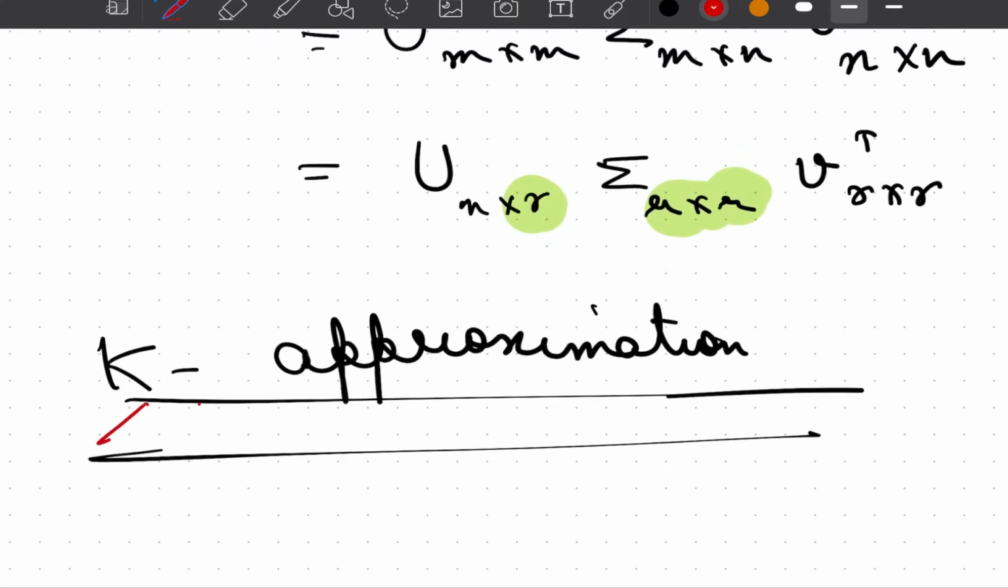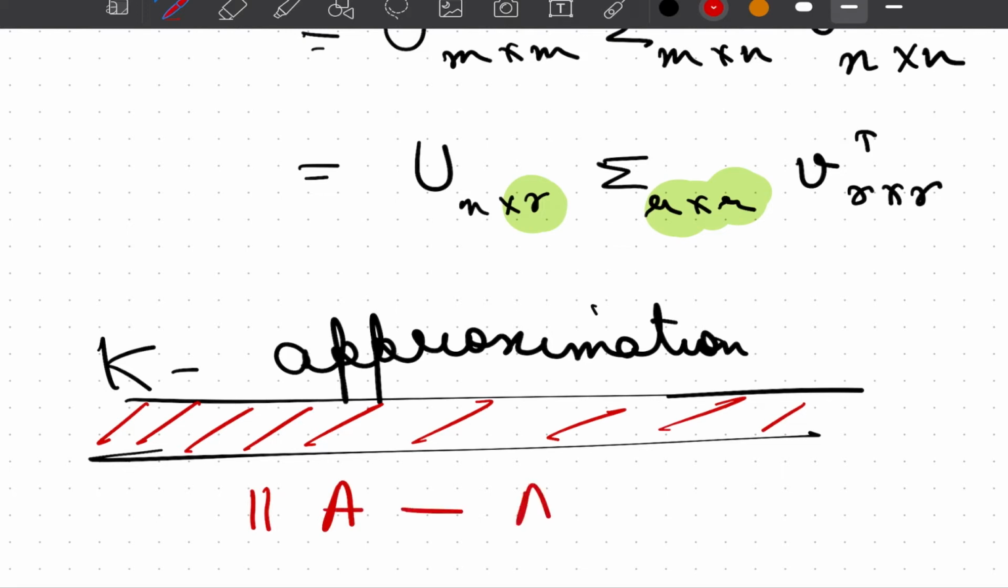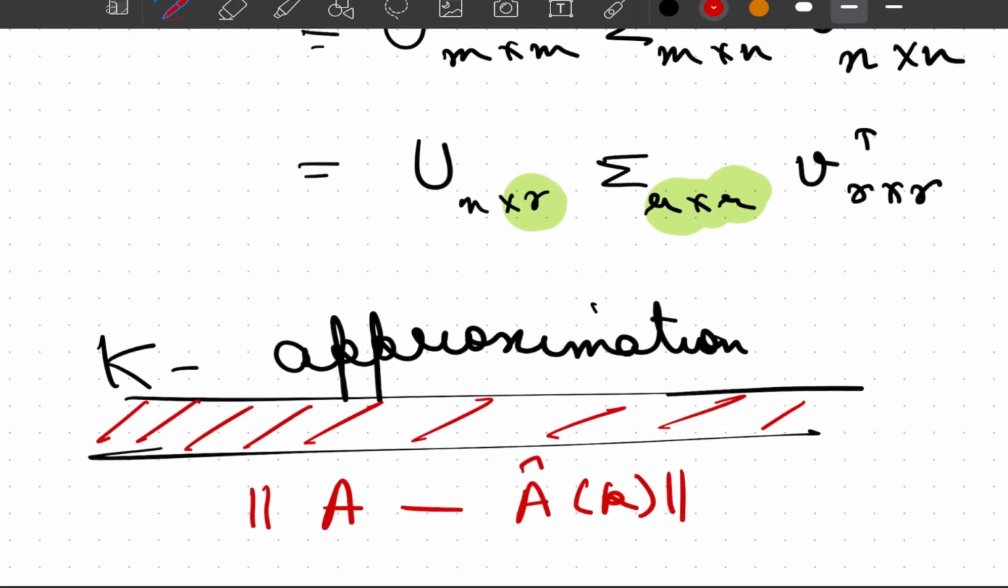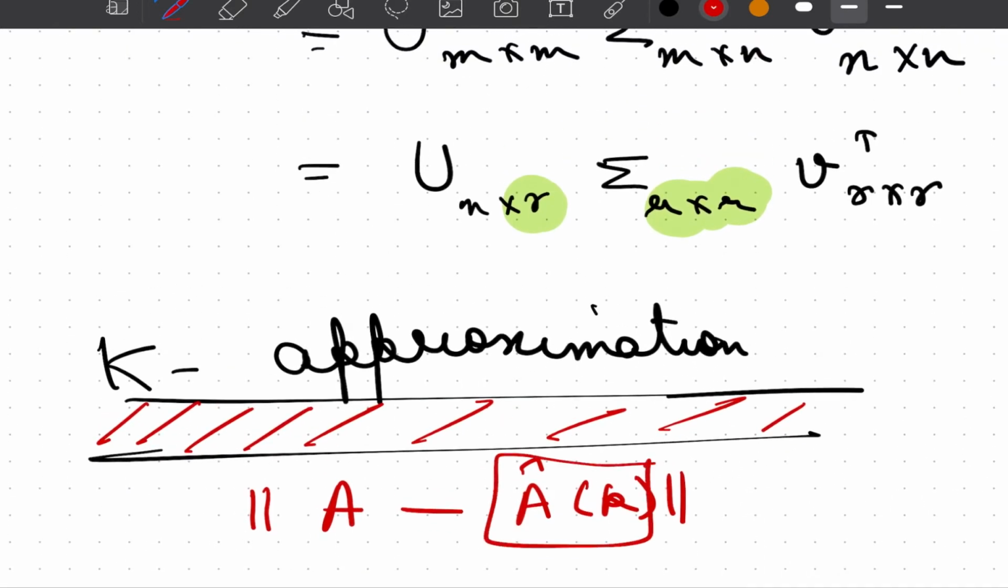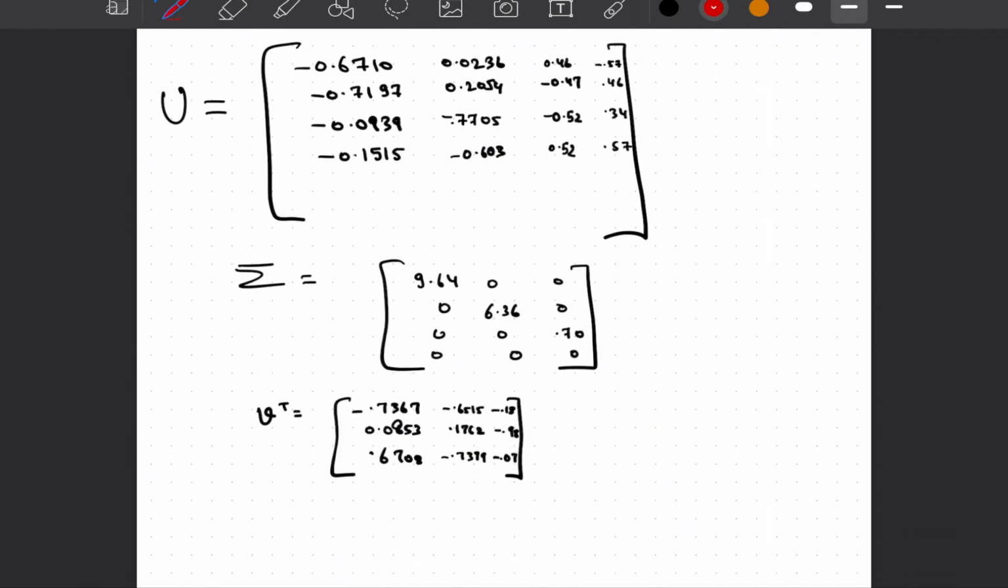We call this error the difference between the actual image, which we call A, minus the K rank approximation of the same image. In today's lecture, we will try to see how to come up with this K rank approximation, how to calculate losses, and what the guarantee is that this K rank approximation derived using singular value decomposition is indeed the best approximation. We'll come back to this example, but first we define the K rank approximation.